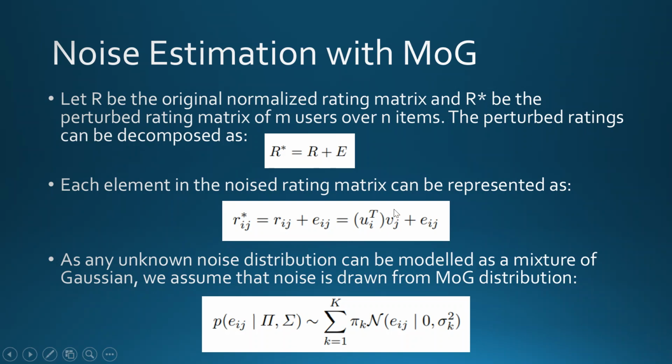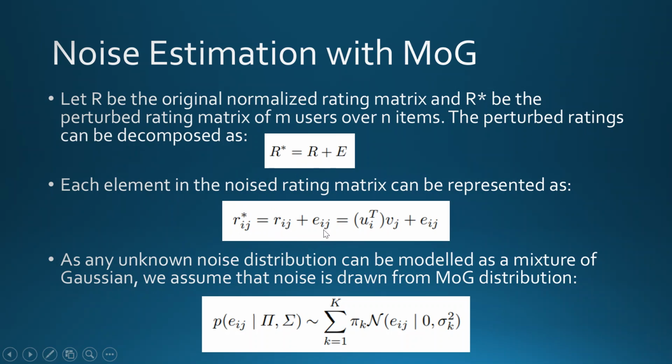So R is the original rating matrix, R star is the perturbed rating matrix, and E can be considered the noise matrix. So you can represent R star using R plus E. In that case, we can also represent each element in the perturbed rating matrix R star with this equation, where each element can be represented as Rij plus Eij.